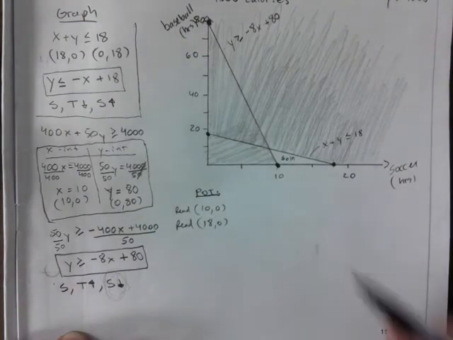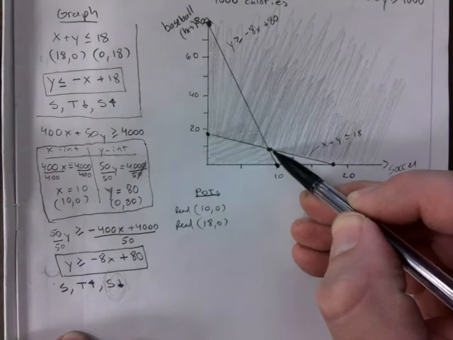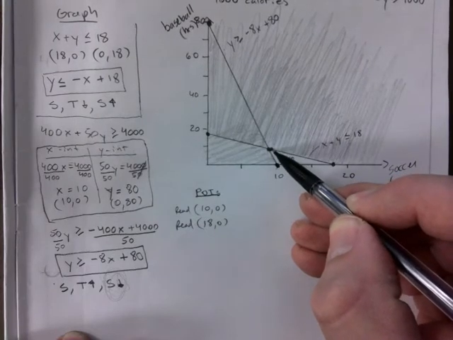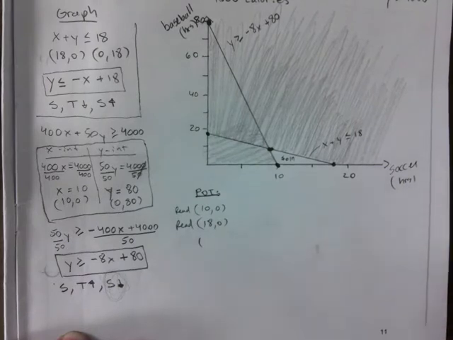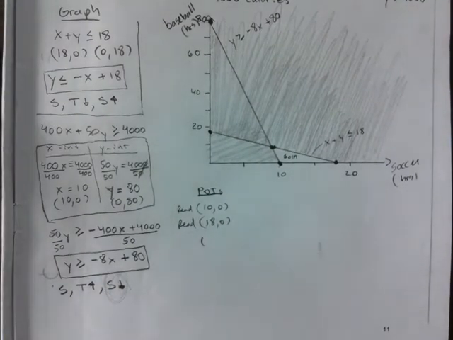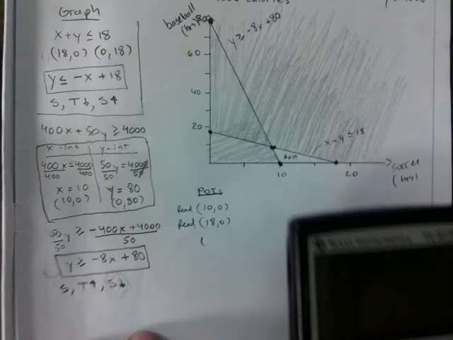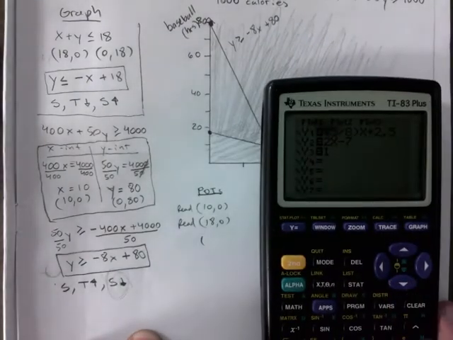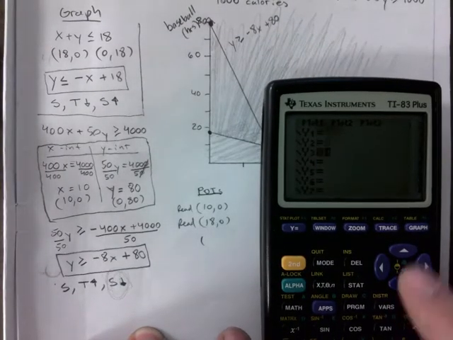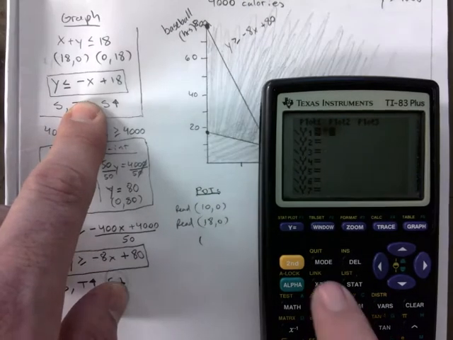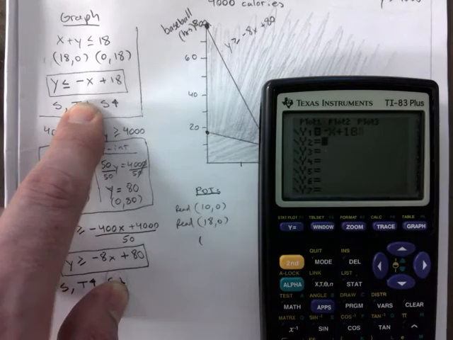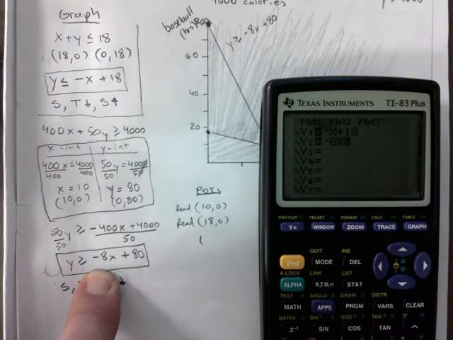read. And this last one is going to be worth more on a test or a quiz because you need to use your calculator for it. So we're going to figure out what that is now. So grab your calculator and let's go to y equals. You almost forgot about this, right? This part. Clear, clear, clear. Plot 1 is off. I'm going to go negative x plus 18 and then negative 8x plus 80.